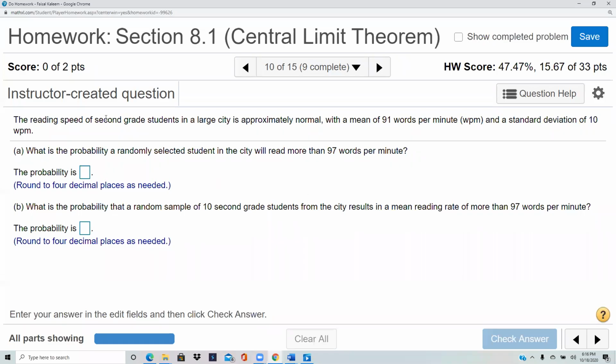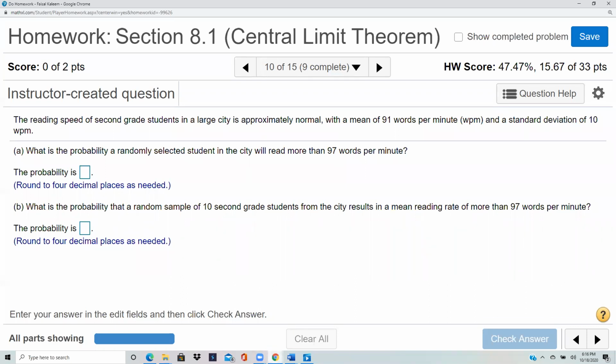The reading speed of second grade students in a large city is normal with mean 91 WPM and standard deviation 10. What's the probability that a randomly selected student will read more than 97 WPM? Now, when you're asked a question about one student, that's what we have been doing in the previous chapter. So you use this mean of 91 and standard deviation of 10, and you want more than 97.